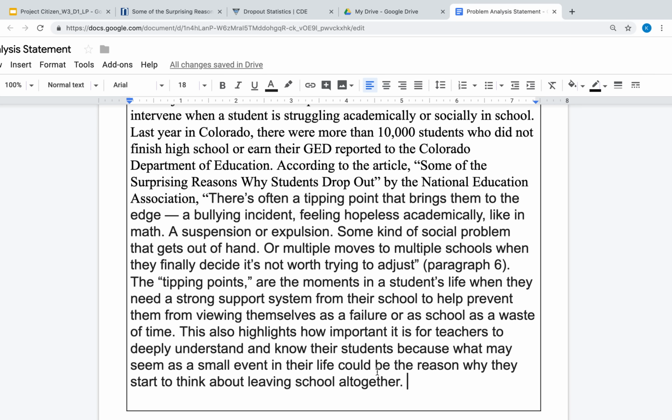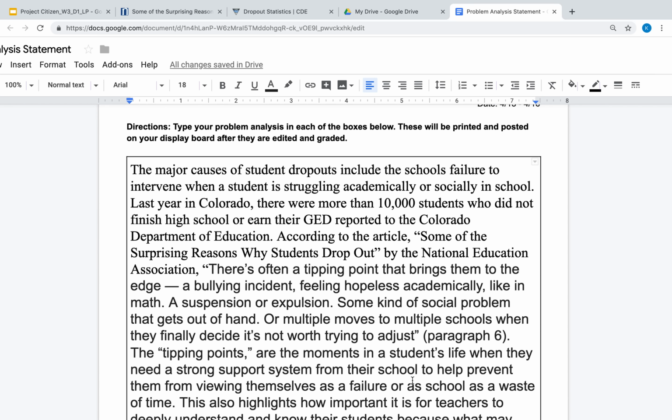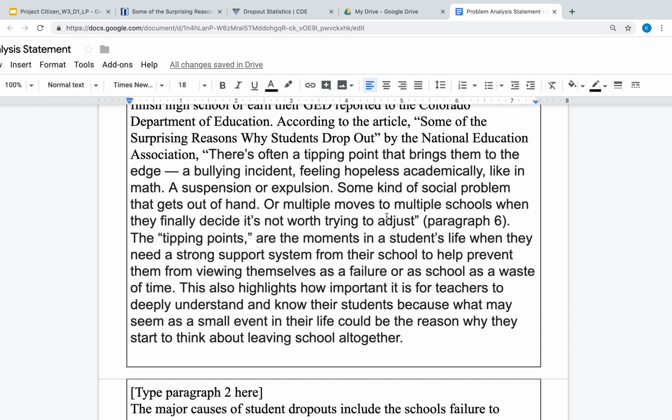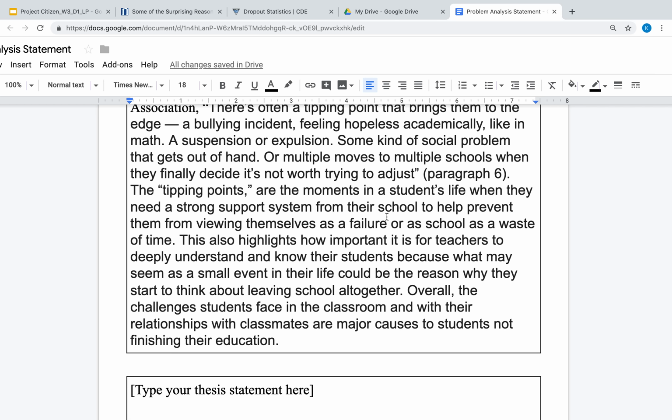In those two sentences, notice it is two sentences, I am taking part of that quote and bringing it all the way back to the idea that schools are failing to get involved when they see a student struggling academically or socially. Because remember, that is my claim. That is what I'm trying to prove in this paragraph.